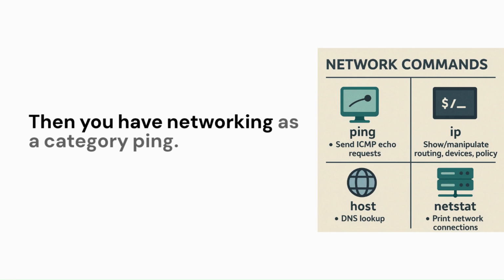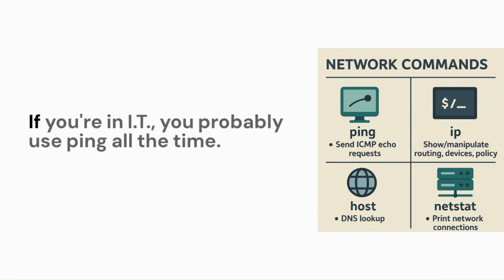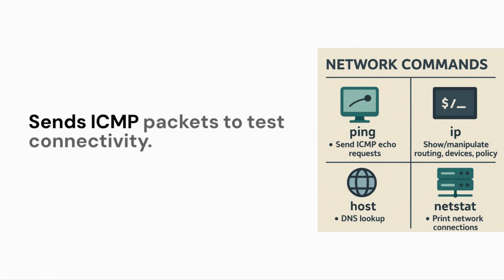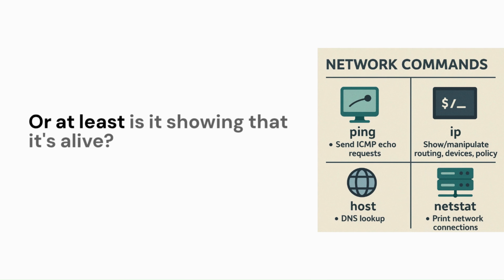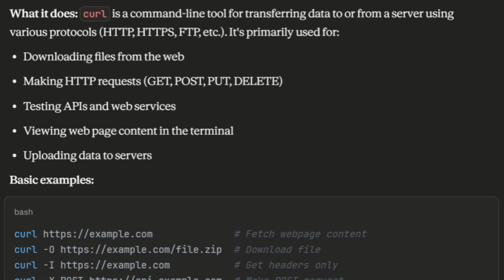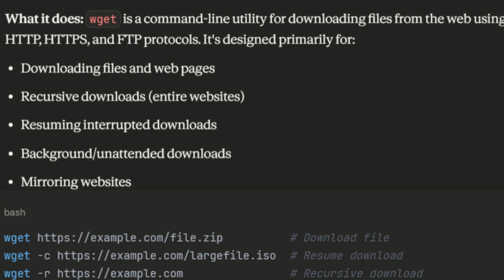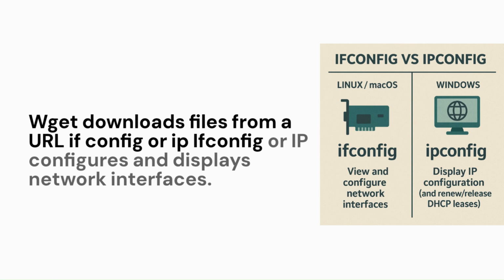Then you have networking as a category. ping, if you're in IT, you probably use ping all the time. Sends ICMP packets to test connectivity. Is that server up? Is it alive, or at least is it showing that it's alive? curl fetches data from a URL. wget downloads files from a URL. ifconfig or ip configures and displays network interfaces.